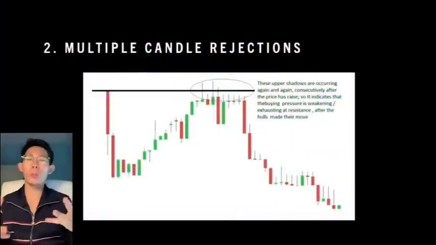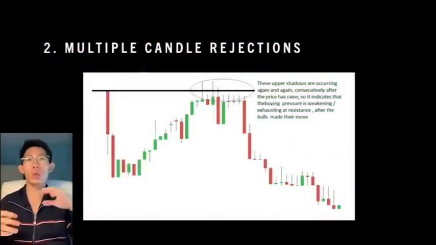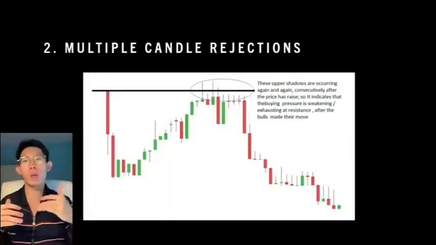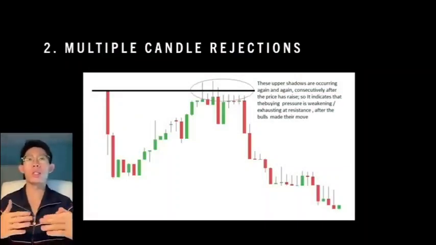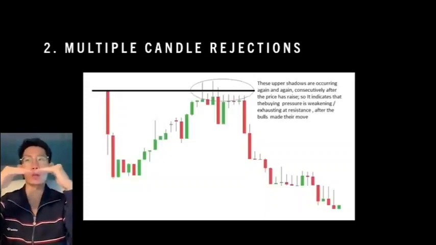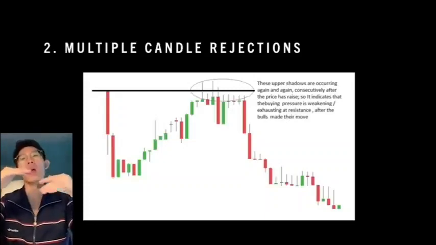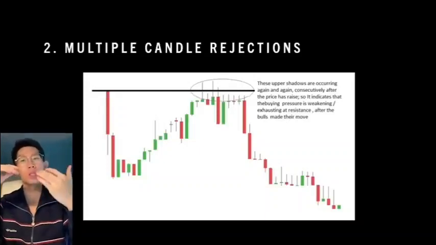Number two is your multiple candle rejections. So this pattern is very common on GBP JPY. So how it works is basically that when at a key level, right, you should spot these multiple candle rejections at a certain key level, be it a support level or a resistance level.